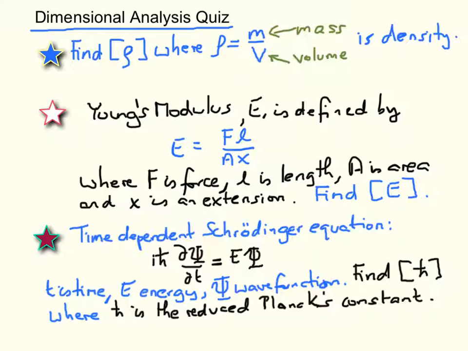And the third question uses calculus, and this is the time-dependent Schrodinger equation. The various terms are defined here, and the question asks you to find the dimensions of Planck's constant, or the reduced Planck's constant, as h bar is called. So have a go at them and then come back and see if you've got them right. So with that, I'll pause.